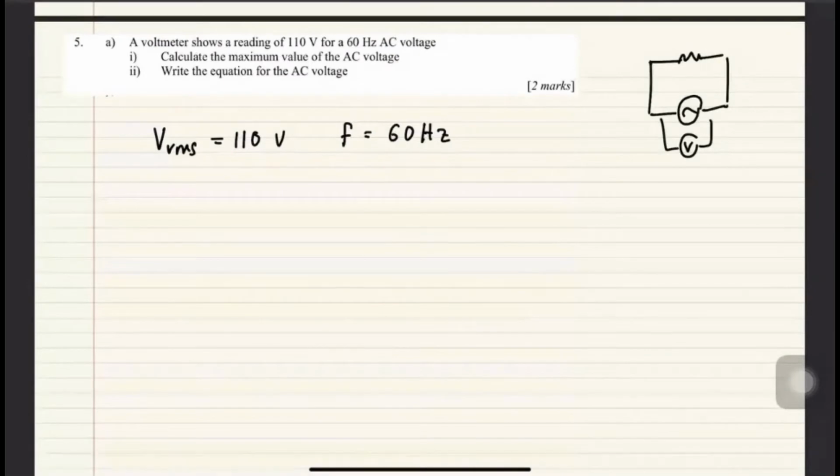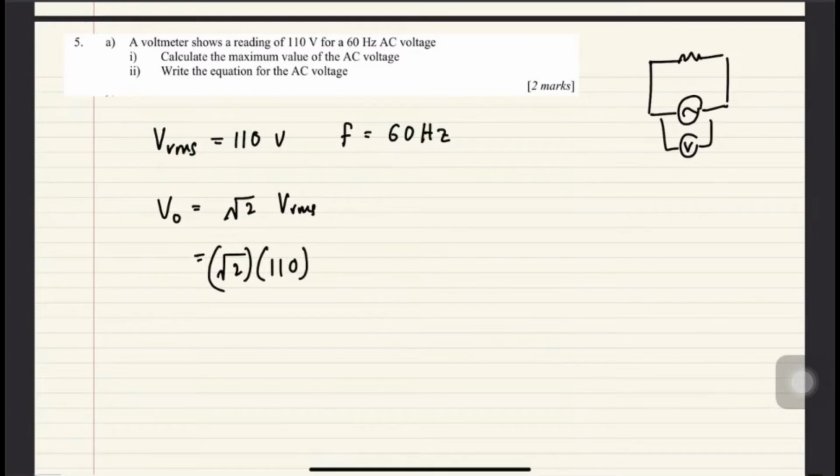And now the question wanted to calculate the maximum value of AC voltage. So you know that VRMS is equals to V0 over square root of 2. So V0 is basically square root of 2 multiplied with VRMS. This one should get 110 times square root of 2, 155.